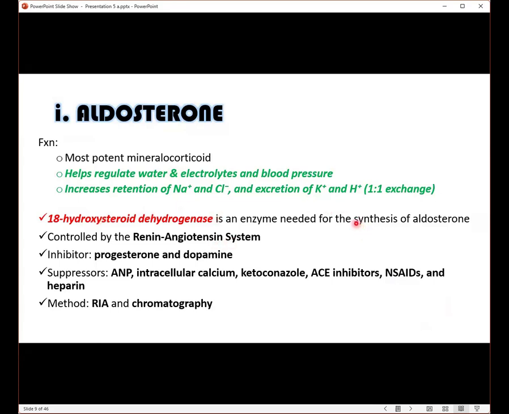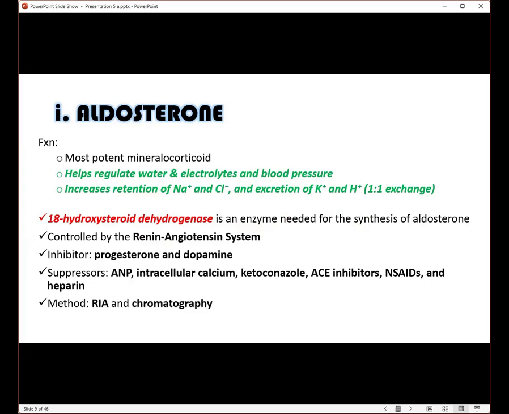It is an enzyme needed for the synthesis of aldosterone. So aldosterone is actually controlled by the renin-angiotensin system. If you can still remember your RAAS, it is very sensitive to water content, because water content is equivalent to blood pressure. So when we have low water content, then there is low blood pressure.